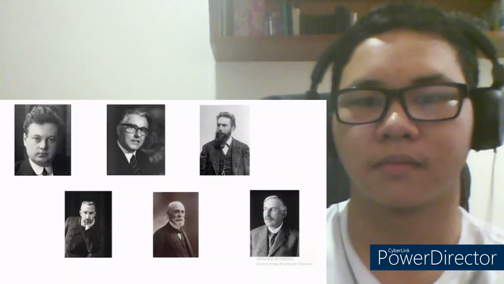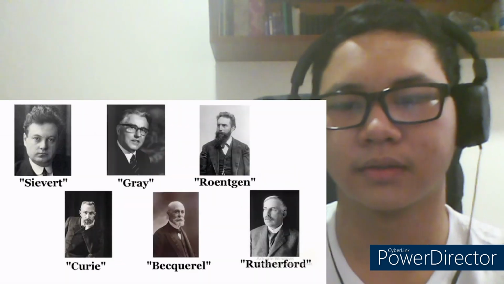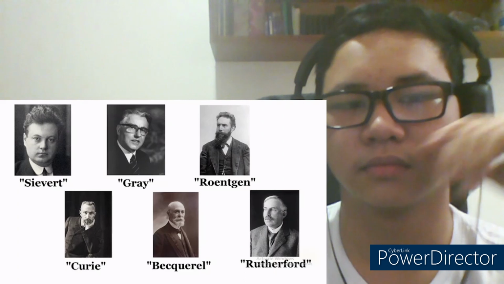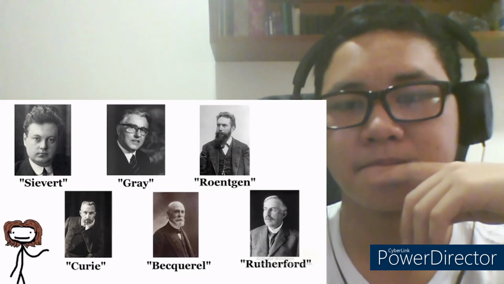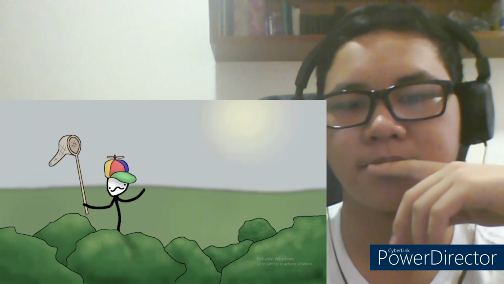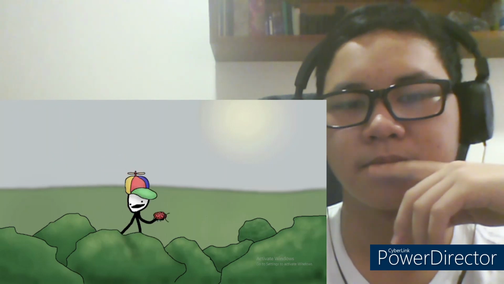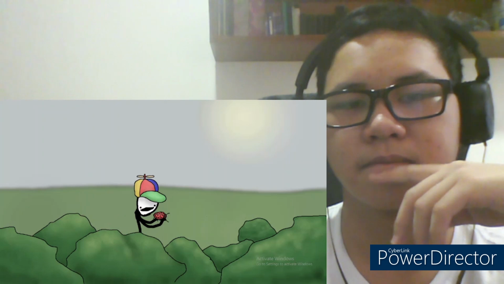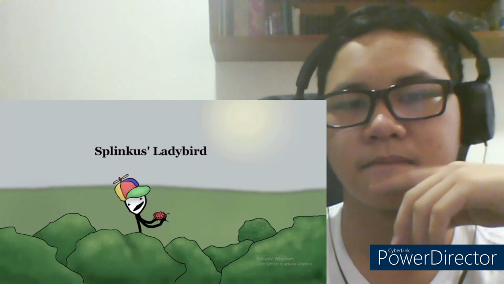On the one end, you got physicists just making up their own slightly different form of ionizing radiation measurement, and even then only the top dogs got away with it. Now zoology, any little goober flouncing through the underbrush can say, this one has 13 spots, but the one in the book's only got 11. I will call him Splinkus's ladybird.